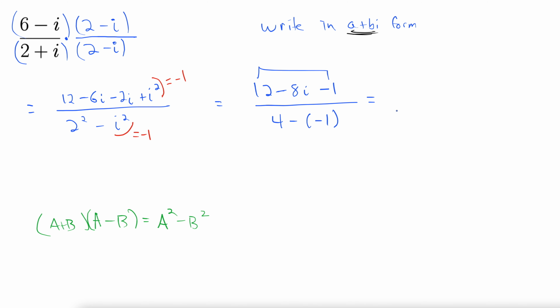Alright, let's combine like terms here. So that gives us 11 minus 8i in the numerator, and down in the denominator we have 5. We're not quite there. We're not quite in a plus bi form. To get that last little bit, break up the fractions. So we have 11 fifths minus 8 fifths i. And now we are in a plus bi form.